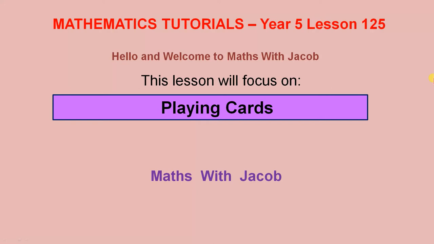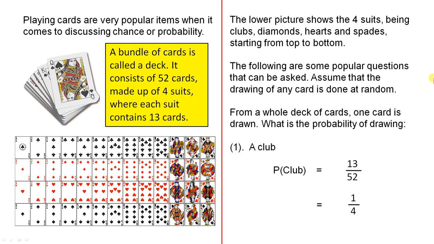This lesson will focus on playing cards. Playing cards are very popular items when it comes to discussing chance or probability. A bundle of cards is called a deck. It consists of 52 cards made up of 4 suits, where each suit contains 13 cards.